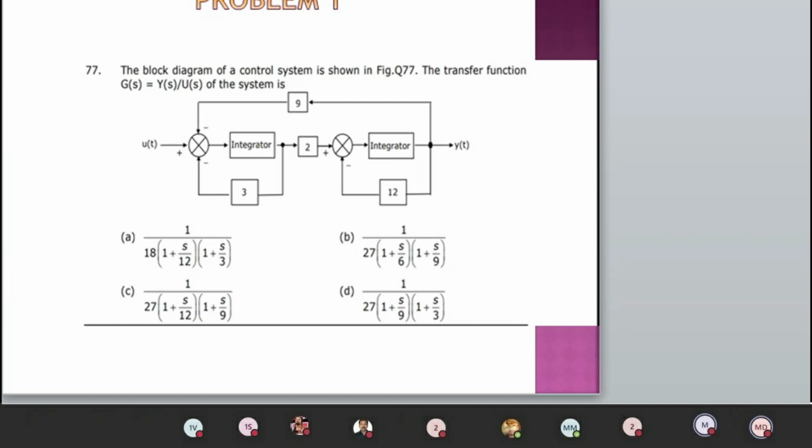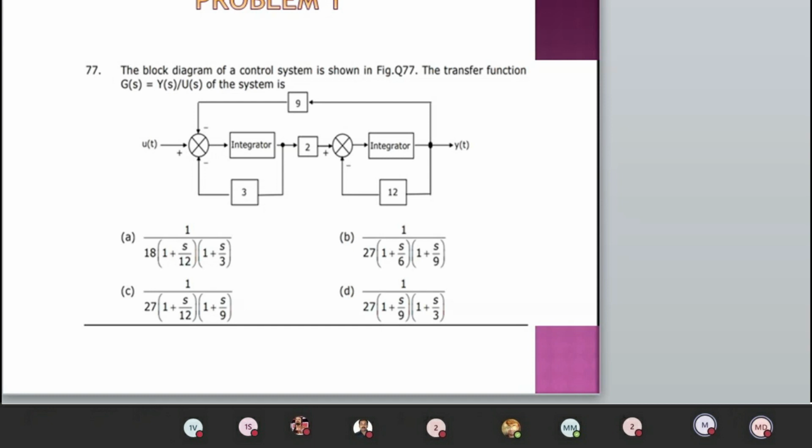Now you can see you have two blocks: one is integrator 1, another is integrator 2. No variables are mentioned. You have two summing points, and you can notice you have three feedbacks. Output is y of t and input is u of t. This is in the time domain, and you simply must convert it to the frequency domain.